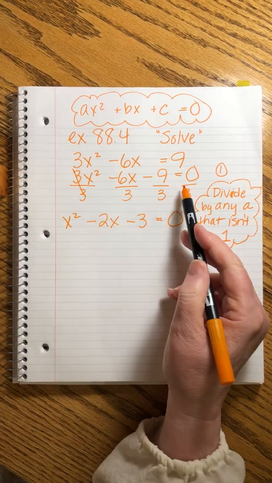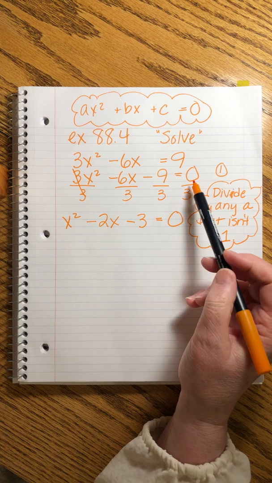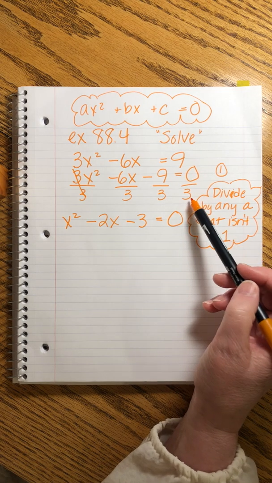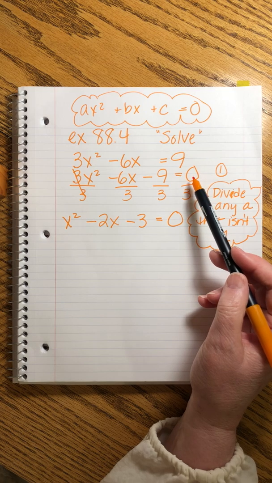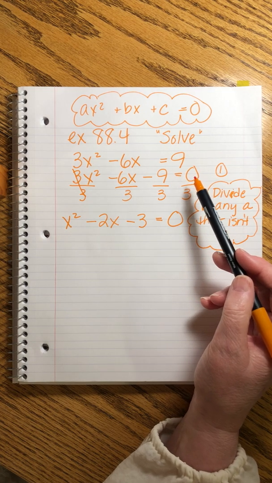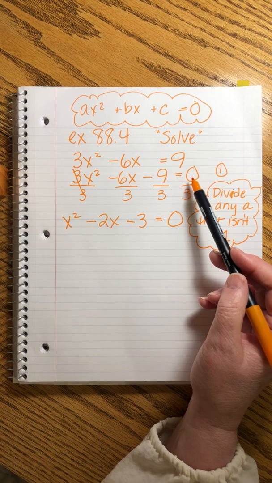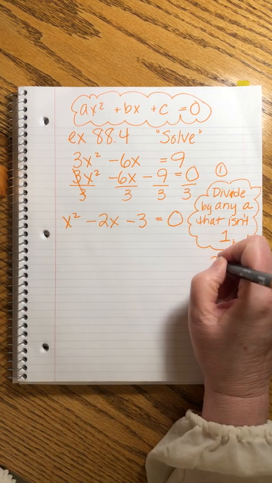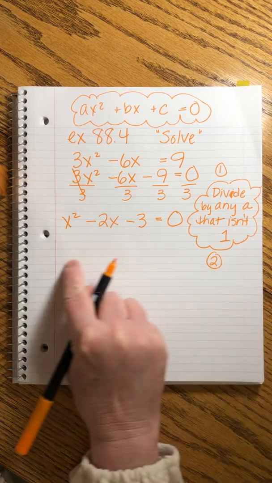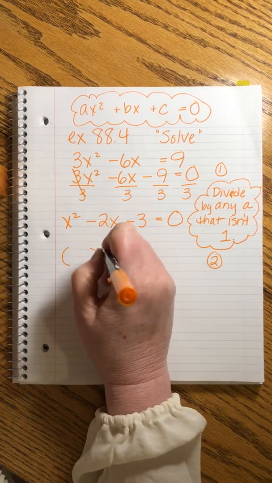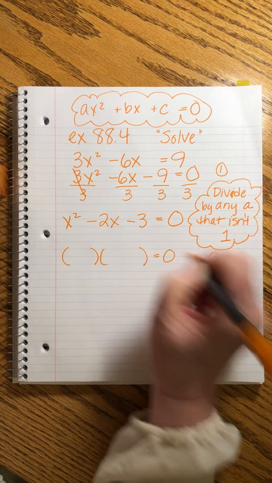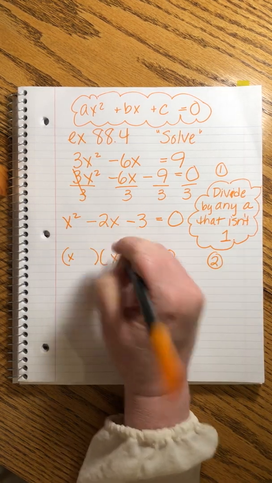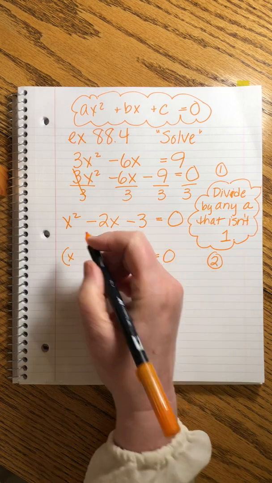This really bothered me when I first learned how to do this. I thought that having a 0 over here, you divide it by 3 and it doesn't change. I thought that would somehow throw the equation out of balance. It doesn't. It's fine. So don't worry about that. We're good to go. Number 2, factor by inspection just like we used to. The only difference is we just keep the equals 0 at the end. Okay, x, let's see, how about minus 3 and plus 1, right?